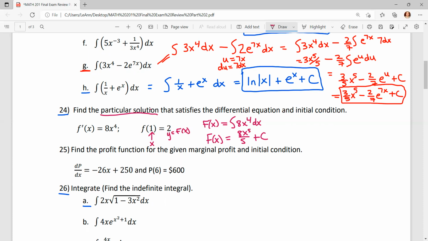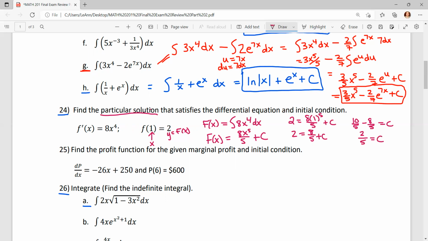So I'm going to come over here and write 2 equals 8 times 1 to the 5th over 5 plus c. That's just going to be 8/5 plus c. We'll subtract that over, so we want to get a common denominator. So that'll be 10/5 for 2 minus the 8/5 equals c. So it looks like c is 2/5.